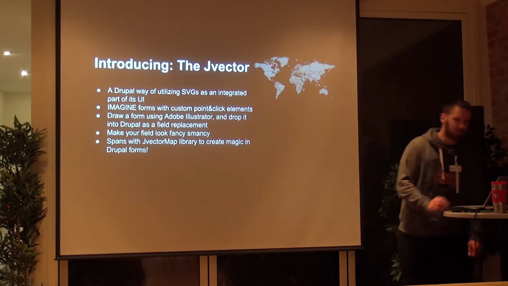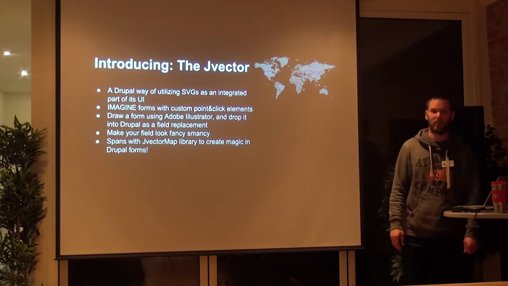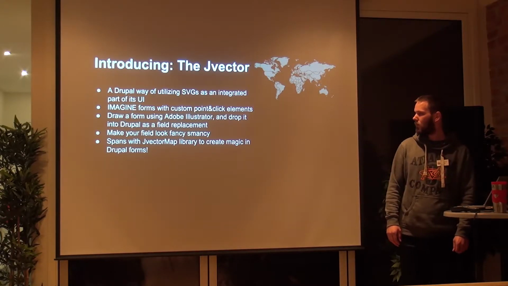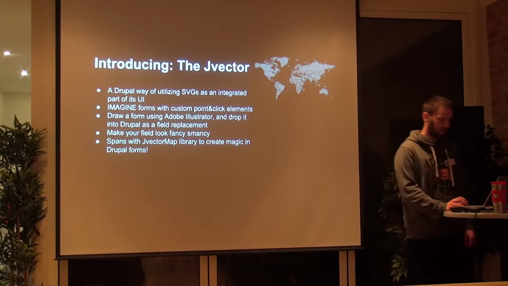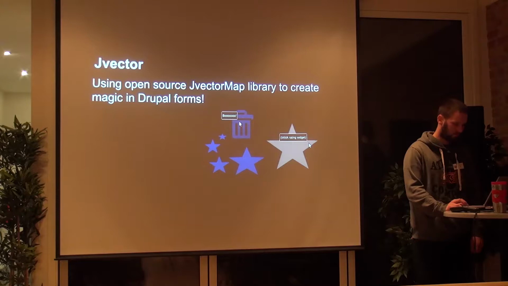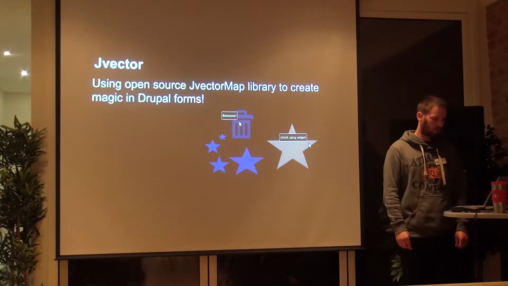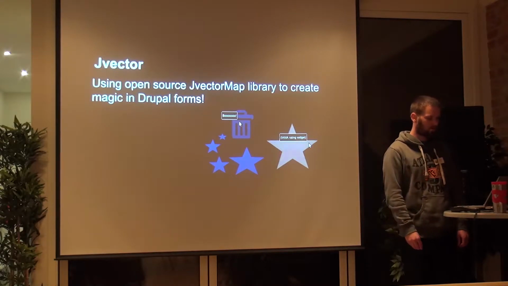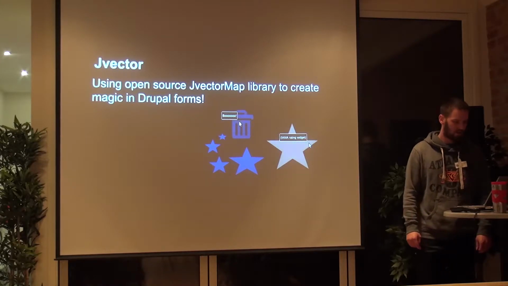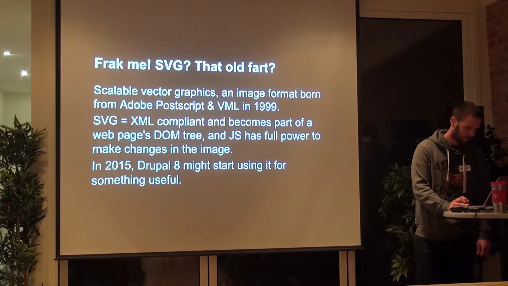It spans with the jQuery Jvector map library. That's hard in English to say. And we'll try to make magic in Drupal forms. Here's an example. To coin it, Jvector is using the open source Jvector map library to create magic. I never get that right.